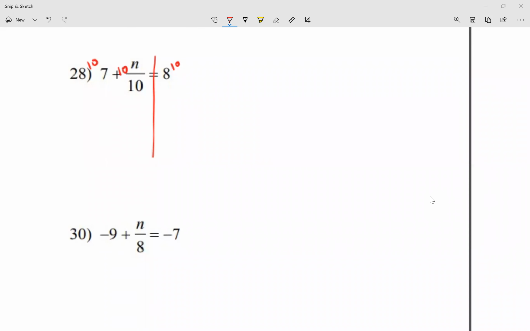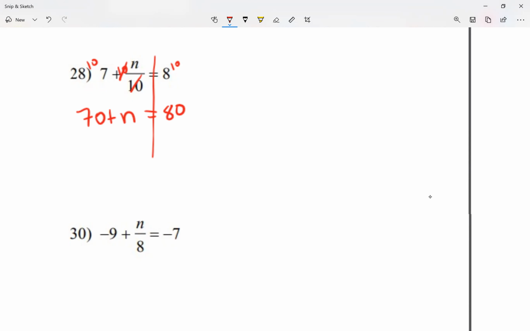Okay, so numbers are going to get big again, but at least no fractions. So I'm going to have 70, because 10 times 7 is 70, plus, the good thing is that the 10s cancel out. So I get n is equal to 80. Notice I multiplied everything by 10. Some numbers got big again, but at least I have no fractions.